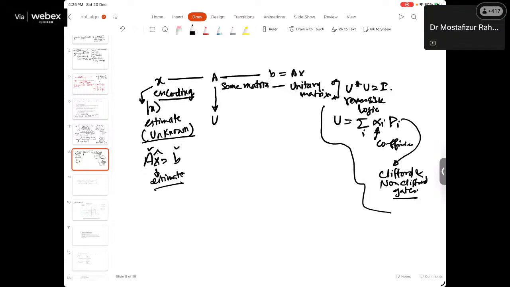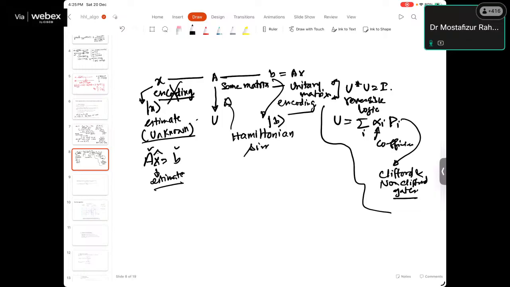So what is given? B is given, A is given. So of course, B has to be converted to some quantum state ket b, right? Some encoding I have to do. And this encoding is not done on x, because x is the ultimate answer you are expecting. But you have to convert this and this. Now the protocol that does A to U is called the Hamiltonian simulation protocol.